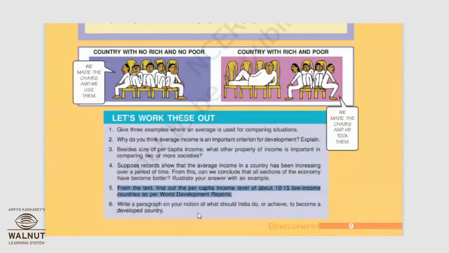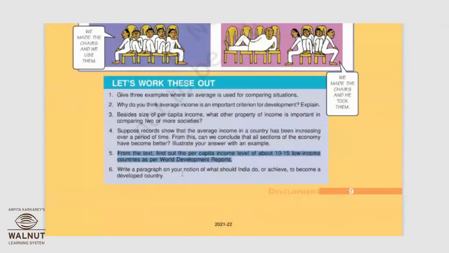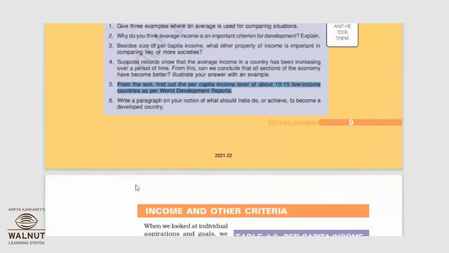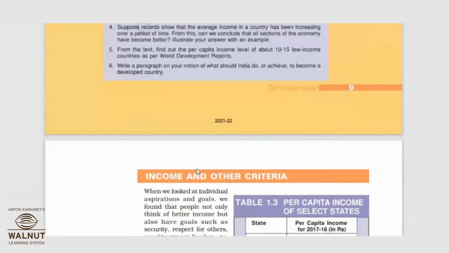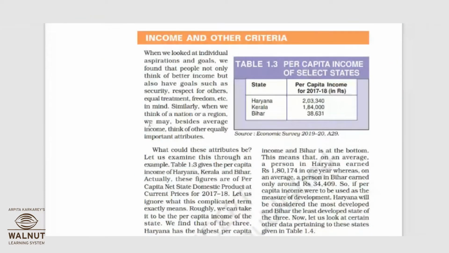Okay, this question: write a paragraph on your notion of what India should do or achieve to become a developed country. That also you can think about. We'll discuss it during revision time. All right. Now let's come to the other criteria.